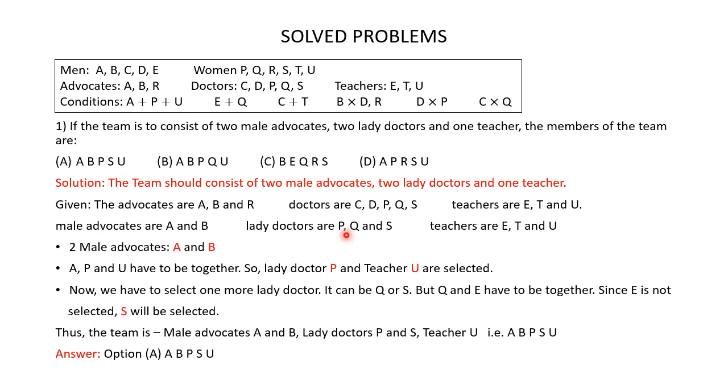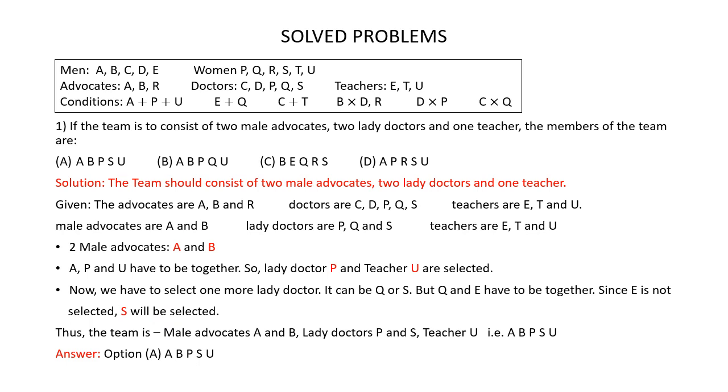Now the lady doctors are P, Q and S. Since P has already been selected, the other lady doctor can be either Q or S. But according to the conditions given, Q and E have to be together. Now since teacher E has not been selected, clearly Q also cannot be selected.